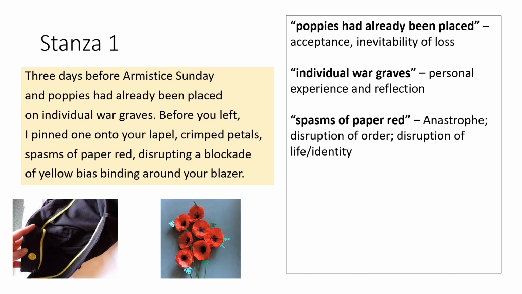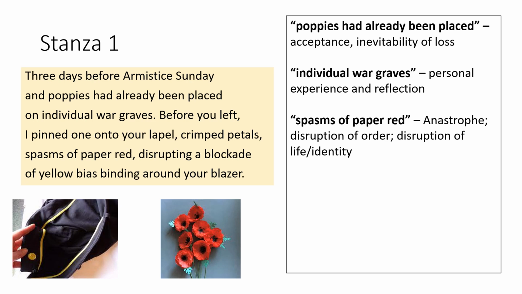"Spasms of paper red," very interesting way to describe the poppy. The poppy, which is an act of remembrance in itself and therefore an act of love in itself. The use of anastrophe is interesting here, of paper red, anastrophe where the words are not in the same order that we might expect them. It should be spasms of red paper. That seems to be a disruption of order and a disruption of the mother's life or identity. Conflict has disrupted her life in some way, so that seems to be appropriate.